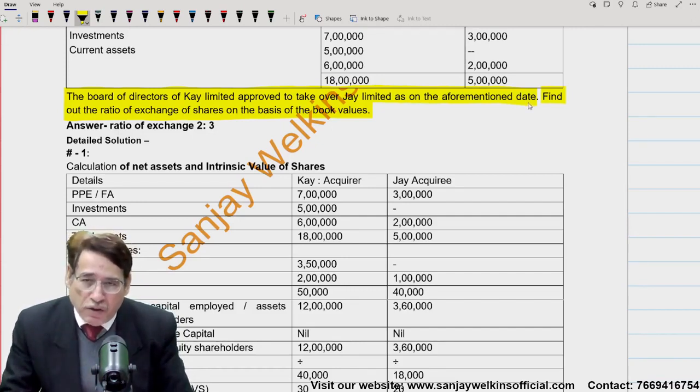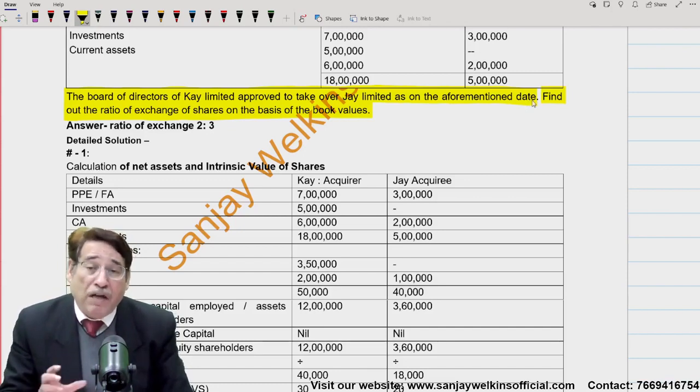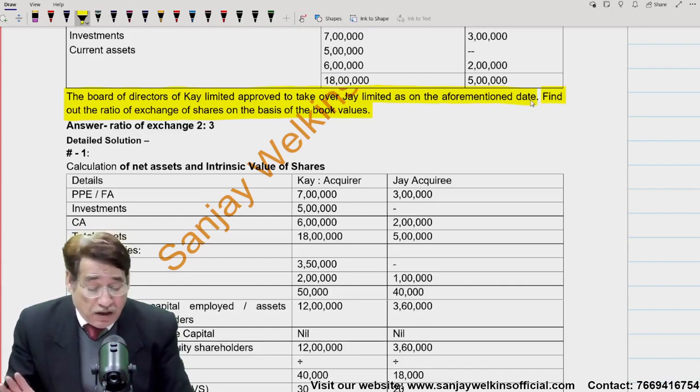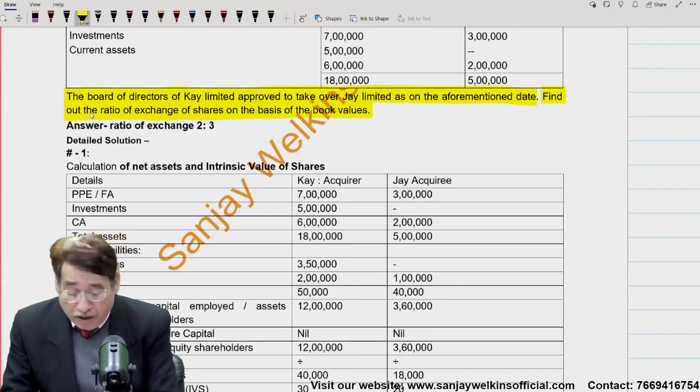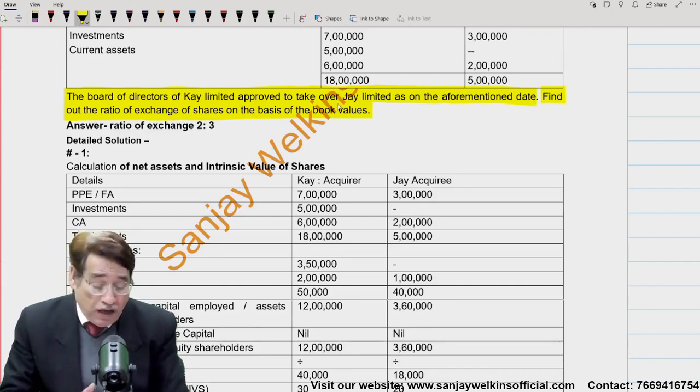Is it clear to you or not? So in this particular question, I will have to compute the intrinsic value of shares. Is it clear? Here below it is written that the Board of Directors of K Limited approved to take over Jai Limited.